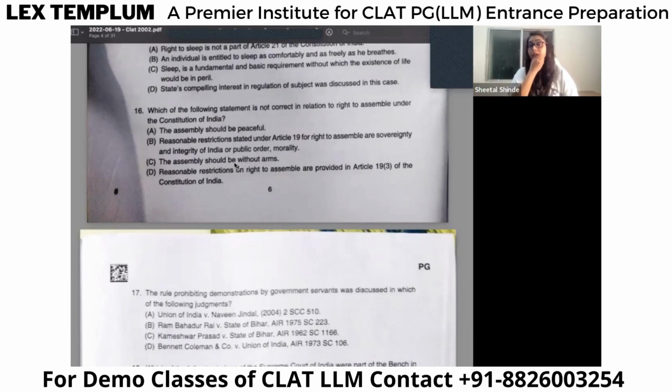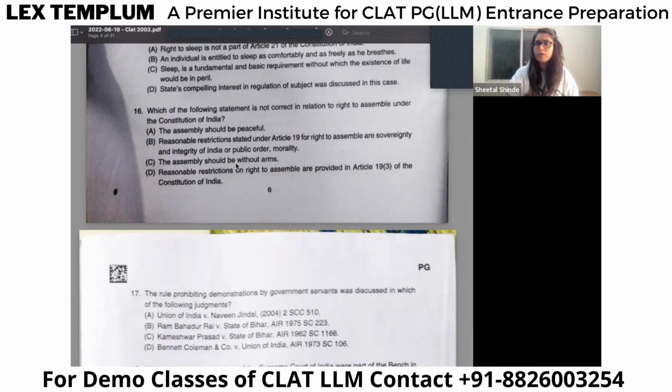This is again, now most of you might have made mistakes in this question, which some of you approached me about. They have asked which of the following statements is not correct, right? So you have to choose the statement which is incorrect, and that answer is B. So this is a tricky, confusing question, and if you don't read it properly, you will lose marks.